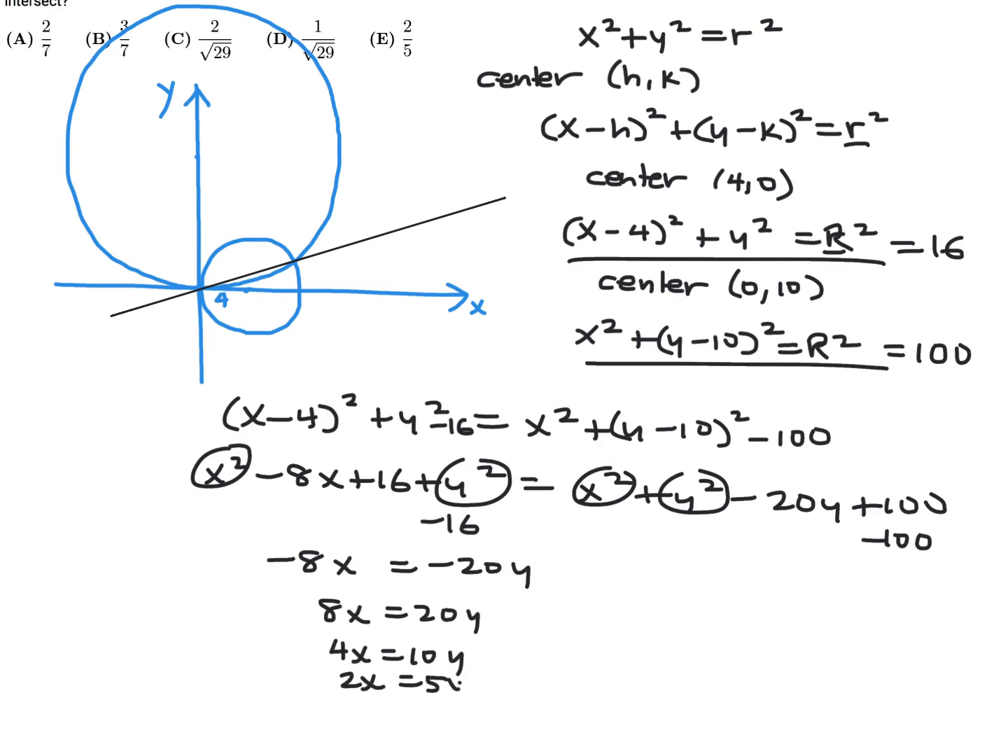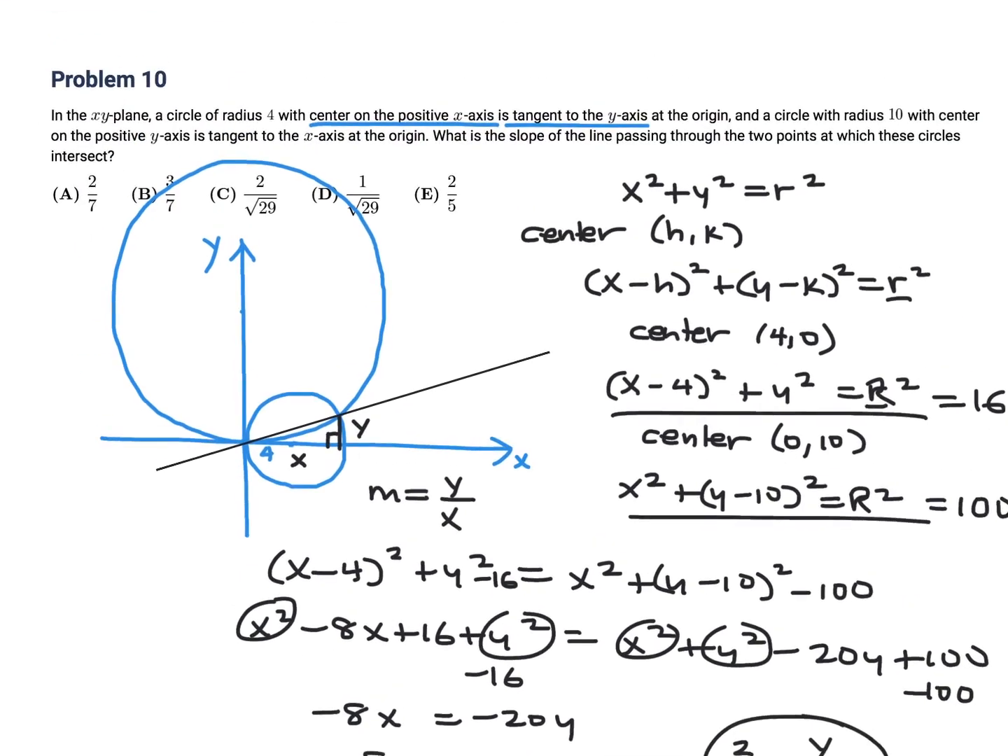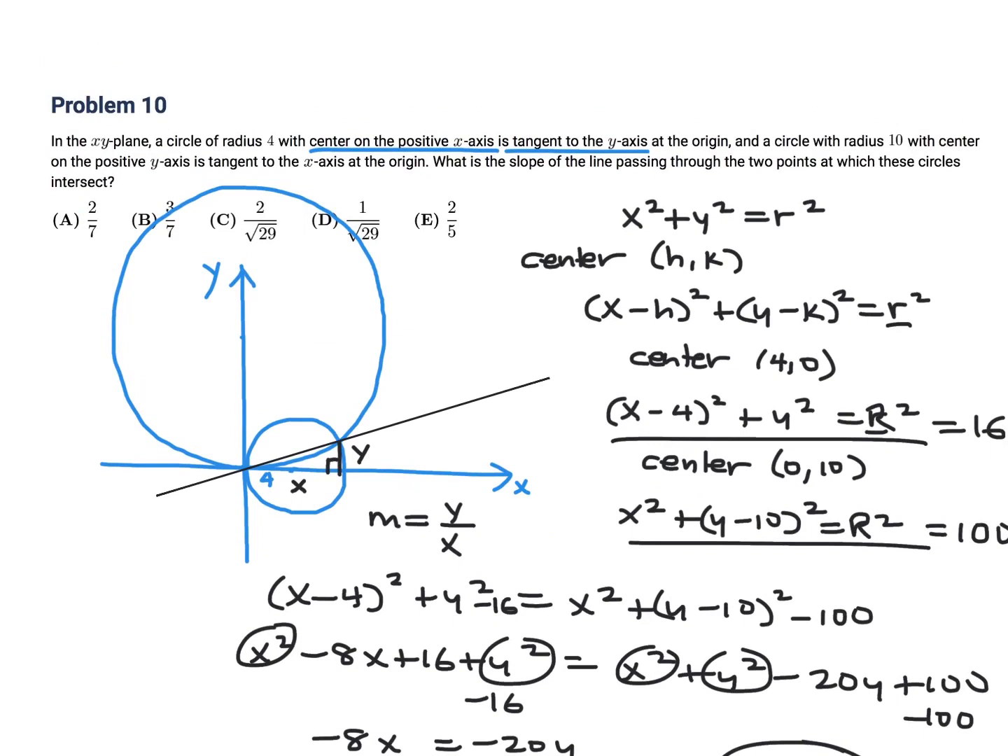So the slope of that line is really just rise over run, where that's y and that's x. So the slope is basically just y over x. So if we take that and just put y over x, we get 2 over 5. And that's it. That's basically the slope. So that would be choice E.